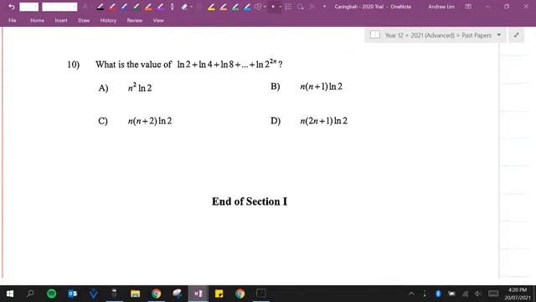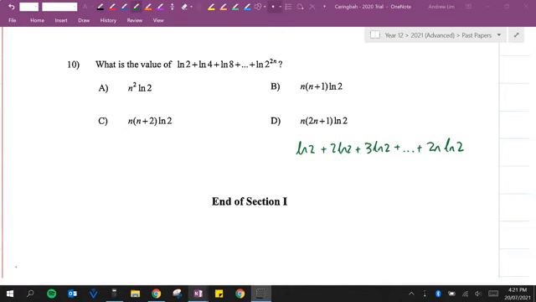Last question for multiple choice. What is the value of ln of 2 plus ln of 4 plus ln of 8 plus all the way up to ln of 2 to the power of 2n? So I might rewrite this as ln of 2 plus 2 ln of 2 plus 3 ln of 2, all the way to 2n lots of ln of 2.